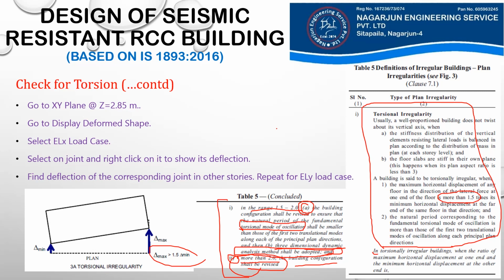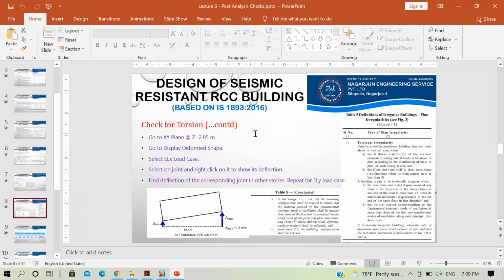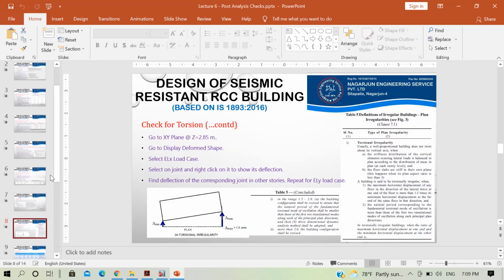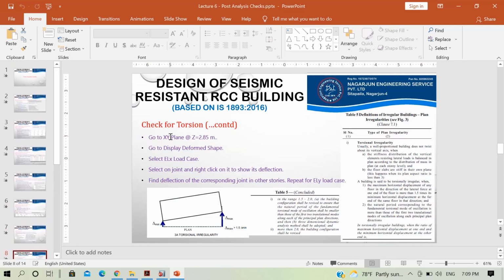So these are the primary checks that we performed after the analysis of our structure. I will just come out of this presentation. Our checks end here. We have done the required checks. We can see some other criteria also, which we will discuss in our upcoming lectures.